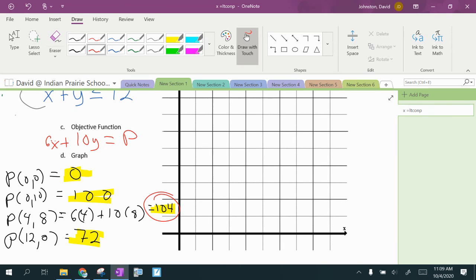Of course, if I asked you to minimize it, you would be saying, well, that's not that difficult. All I need to do is find where my minimum value is for my objective.